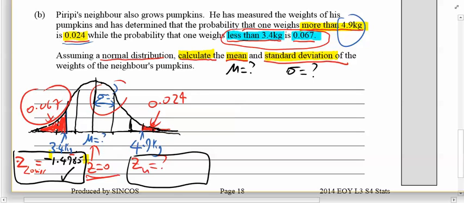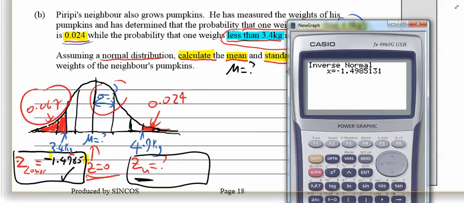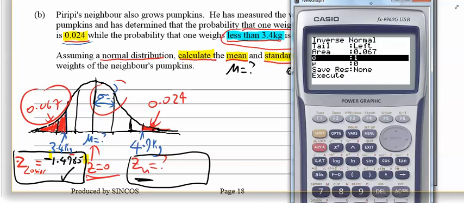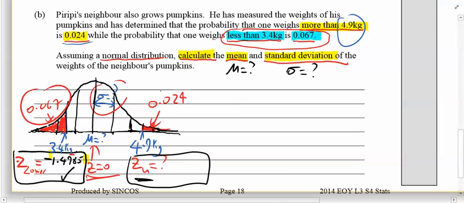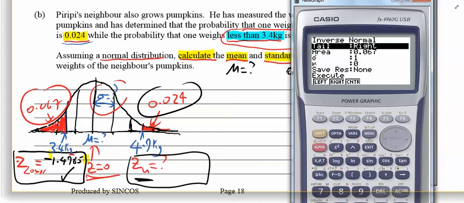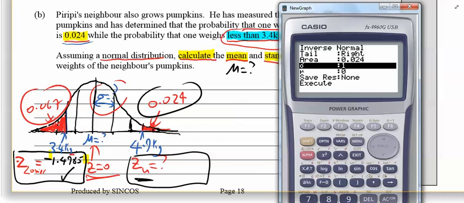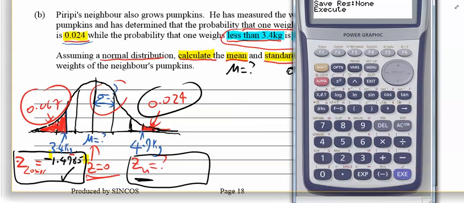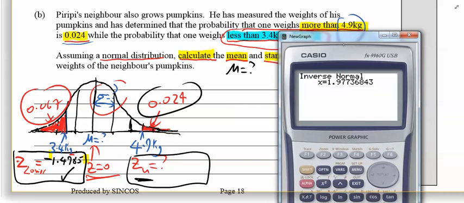So how are we going to do that? Pause the video and have a go at finding out the Z score for the top 2.4%. Okay, so how we do it is we stay in inverse again, normal inverse, and instead of tail to the left, we want the tail to the right. So I'm going to change this to right, and the area to the right is 0.024, so I'm going to type in 0.024, and standard deviation is 1 and mean is 0. Why is that again? It's because we're dealing with Z as our unit. So execute, and we get 1.9774.